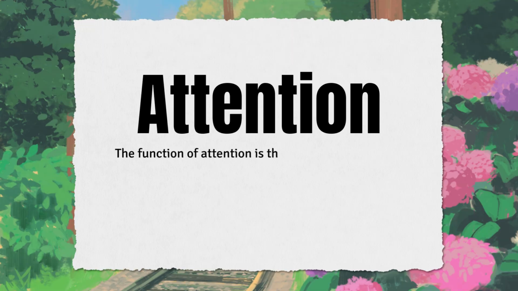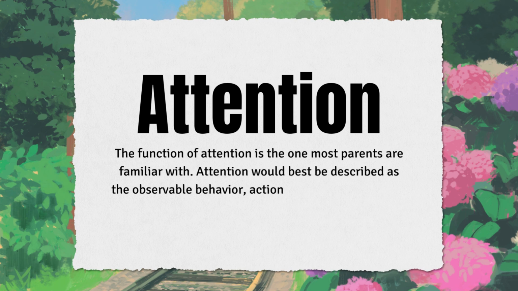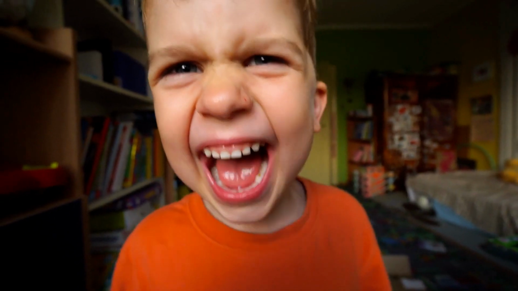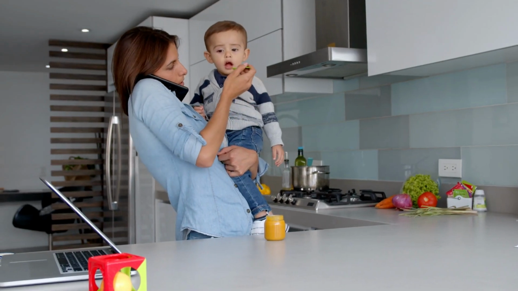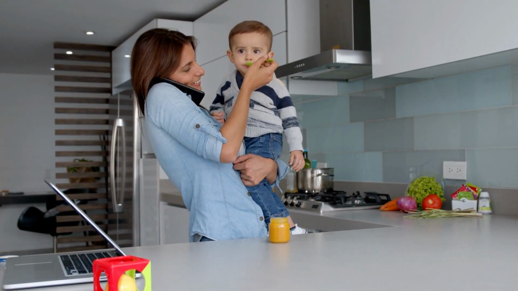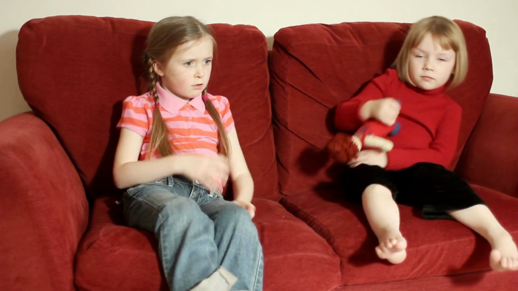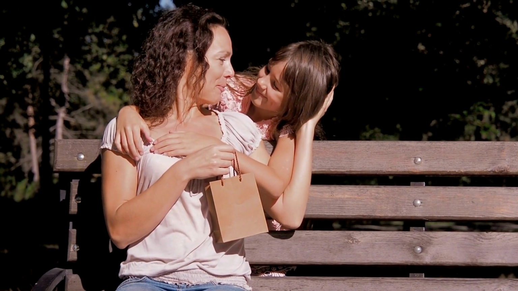Moving on to number 2, attention. The function of attention is one that most parents are very familiar with. Attention is best described as an observable behavior, actions, sounds, that leads others in the environment to respond, either physically or verbally, showing attention. So, great examples could be a boy screaming while his mother's on the phone, and mom having to stop her conversation and ask what they need. A girl is jealous and pushes her sibling who is getting that one-on-one time with mother, so mother will respond to her.